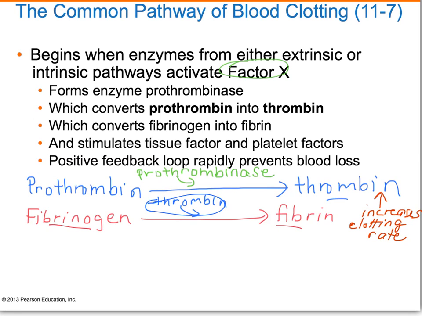Once fibrin is present, those fibers will stick to the surfaces of the exposed damaged blood vessels and create a meshwork that entraps blood cells, and it also entraps platelets, and that resulting mass is a blood clot. And this is what is going to prevent blood loss.